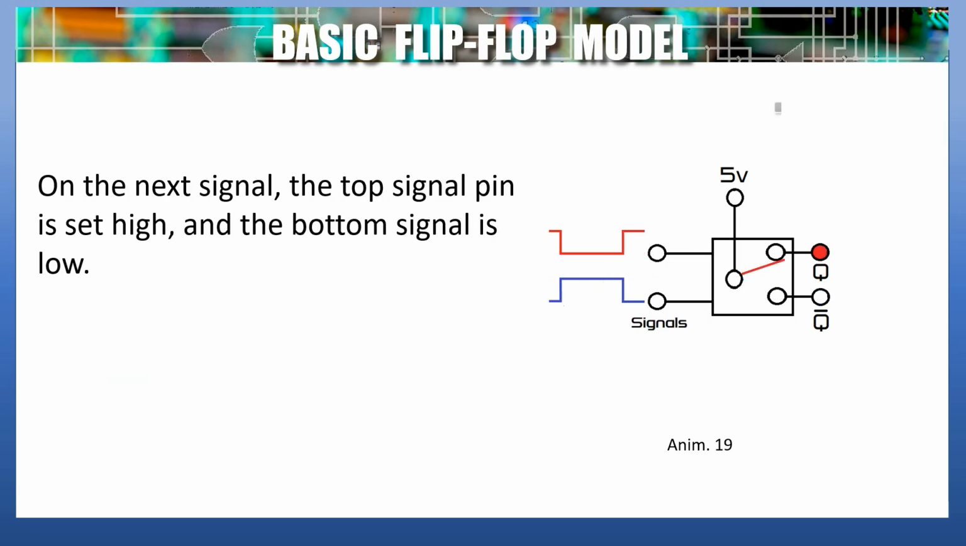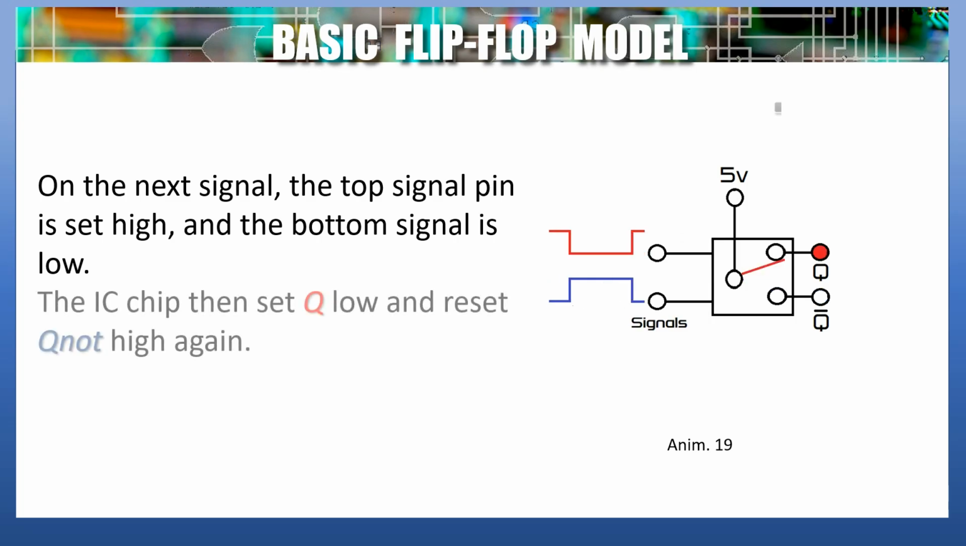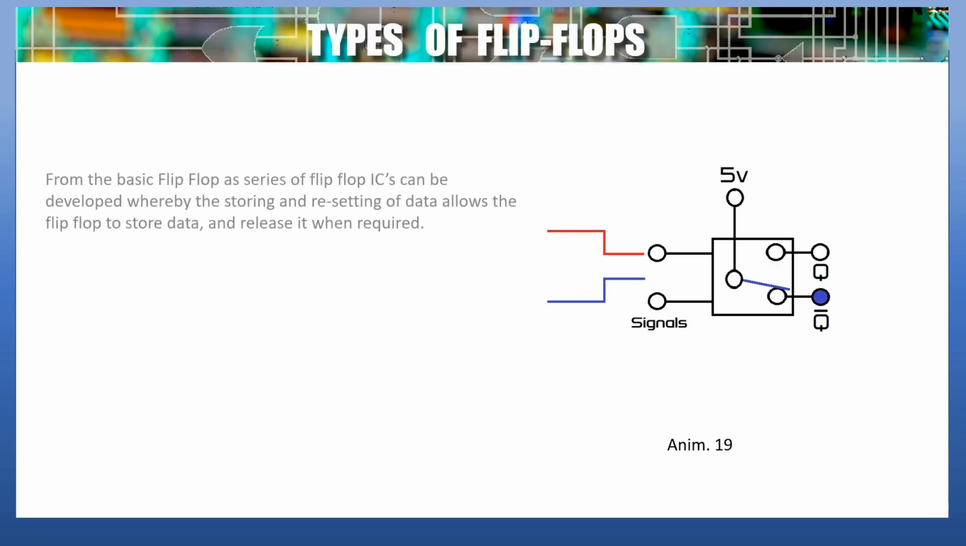On the next signal, the top signal pin is set high and the bottom signal is low. The IC chip then sets Q low and resets Q naught high again. From the basic flip-flop, a series of flip-flop ICs can be developed whereby the storing and resetting of data allows the flip-flop to store data and release it when required.